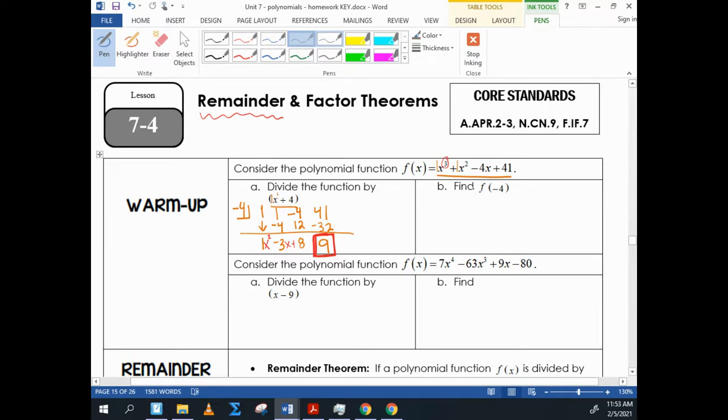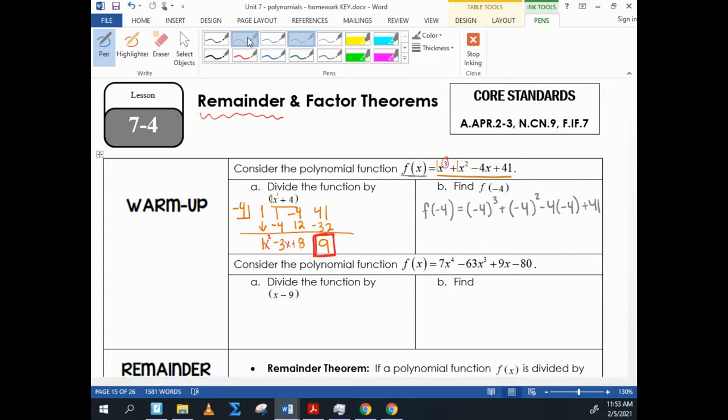So notice over here, they ask you to find something that we did a few years ago, even last year. They want us to find f of negative 4. So what this is really saying is if you have this function, they told me f of x equals this. So if I want to find f of negative 4, all I'm going to do is replace my x with negative 4. So every time that there's an x in here, I just replace it with my negative 4. So I've got negative 4 to the third plus negative 4 squared minus 4 times negative 4 plus 41. All right, so that's what they're asking me to do.